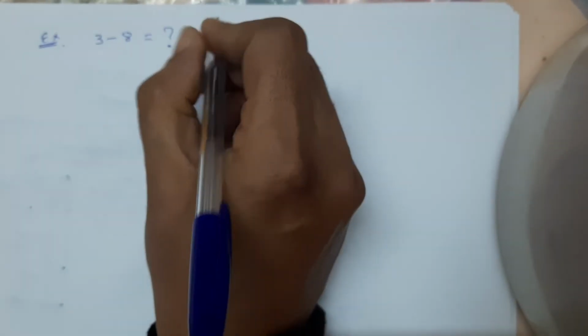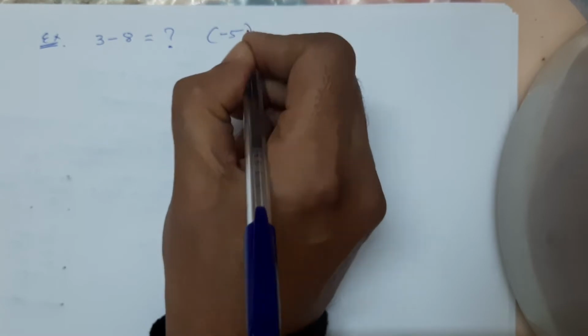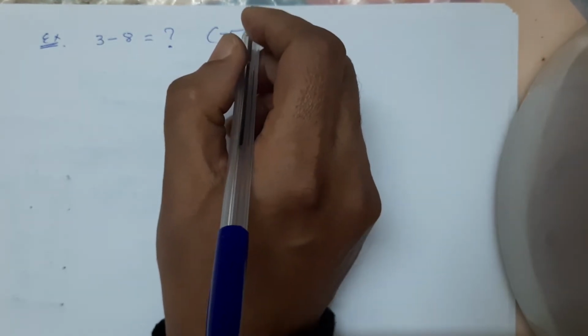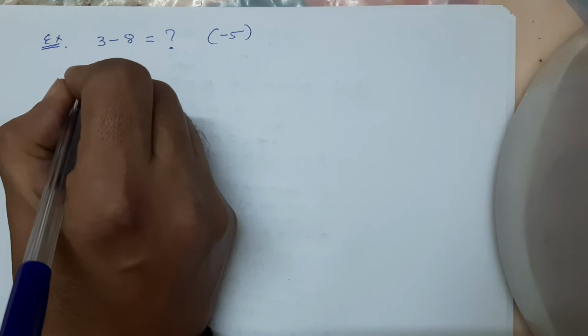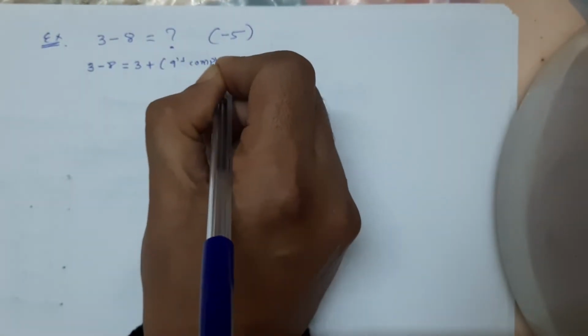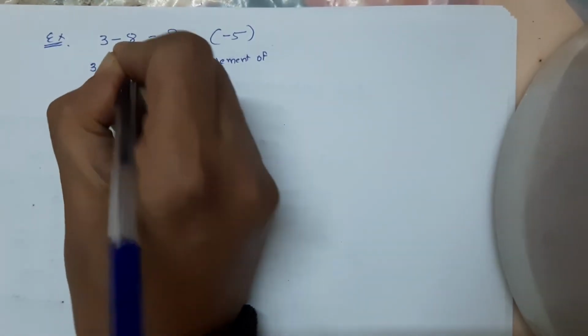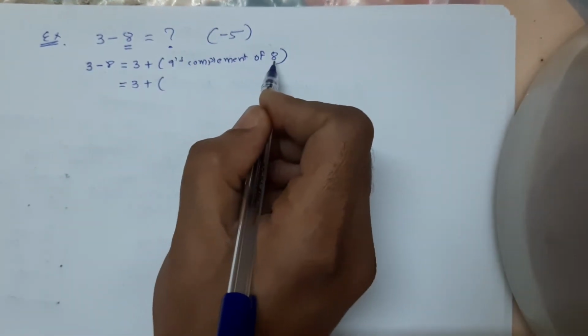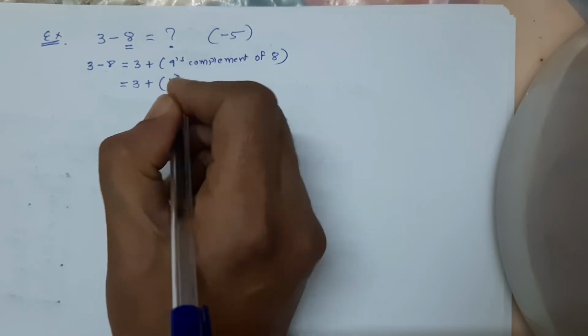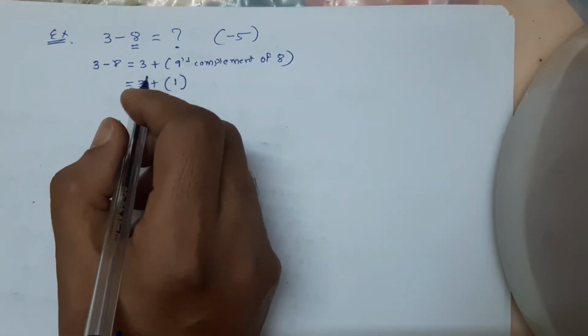We know that 3 minus 8 is equal to minus 5, right? This is our result that we know. How? This is nothing but 3 minus 8, which is equal to 3 plus 9's complement of 8. That means 9 minus 8, that means 1. So 3 plus 1.